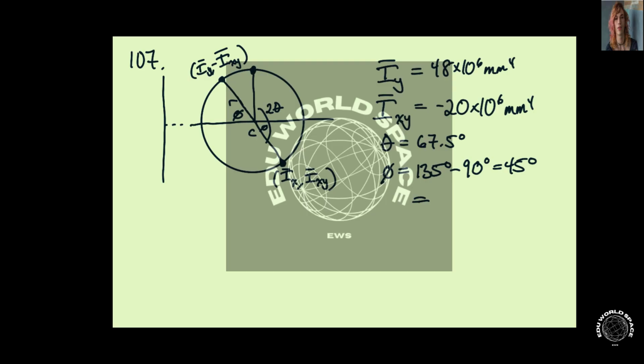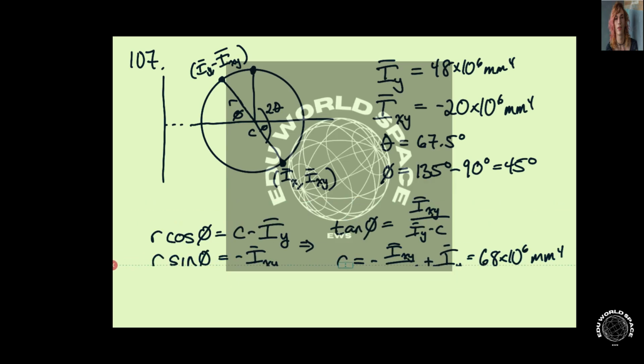So this angle is 2 times theta, or 135 degrees. This is a right angle because this is straight above the center. And so this angle here, phi, is 45 degrees. And so from that geometry, we can figure out a few things.